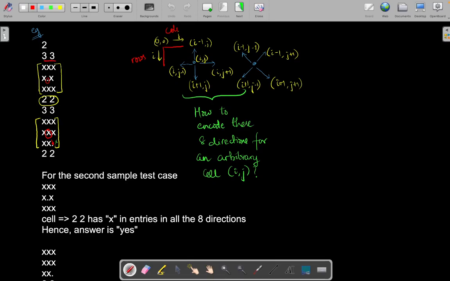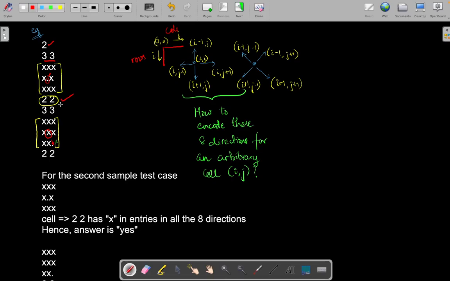So there are two test cases. For the first test case, we are given the size of the matrix, that is 3 by 3, and the matrix contains two characters only, x and dot. On top of this matrix, we are also given a cell with x and y coordinates in one-based indexing. That pertains to this red dot here, that is 2, 2.